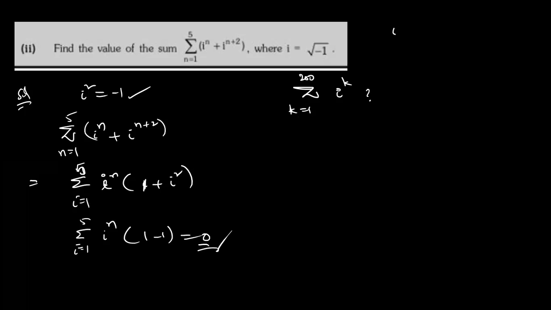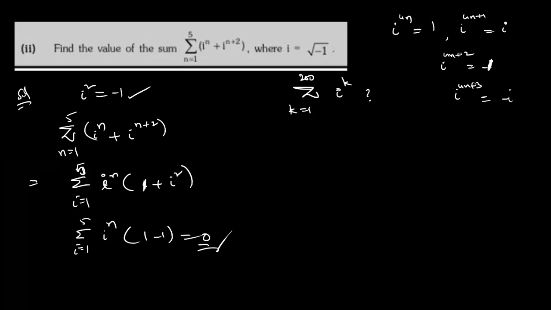Dear students, first tell me, i^(4n) is how much? Anyone? i^(4n+1) is i, i^(4n+2) is minus 1, i^(4n+3) is minus i.